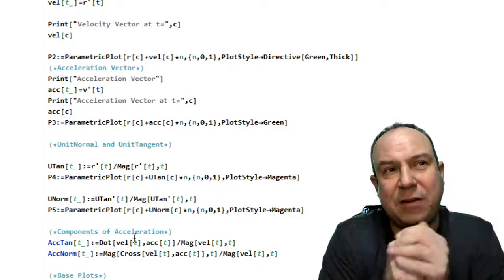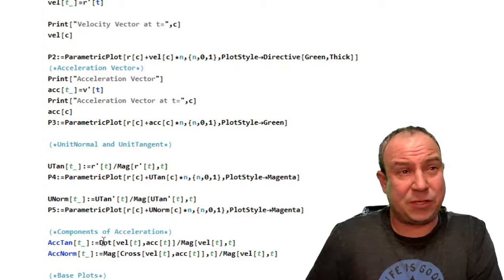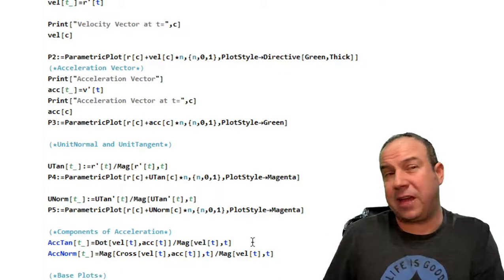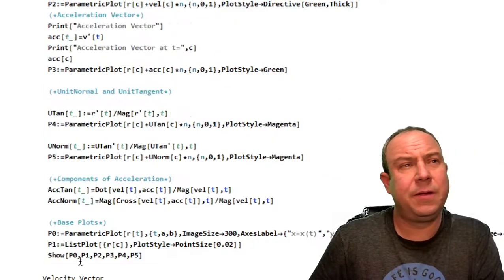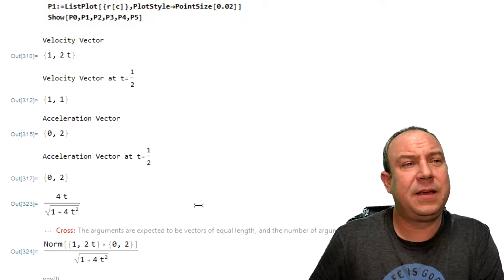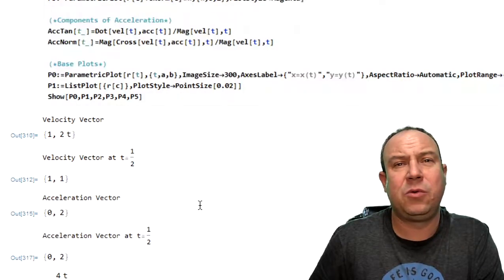So now this should calculate my acceleration and tangential components of acceleration. It should give them to me as functions if I don't declare these. And remember, these are scalar valued functions. And here, now I got a cross product issue saying the arguments are expected to be vectors of equal length and the number of arguments is expected to be one less than their length.